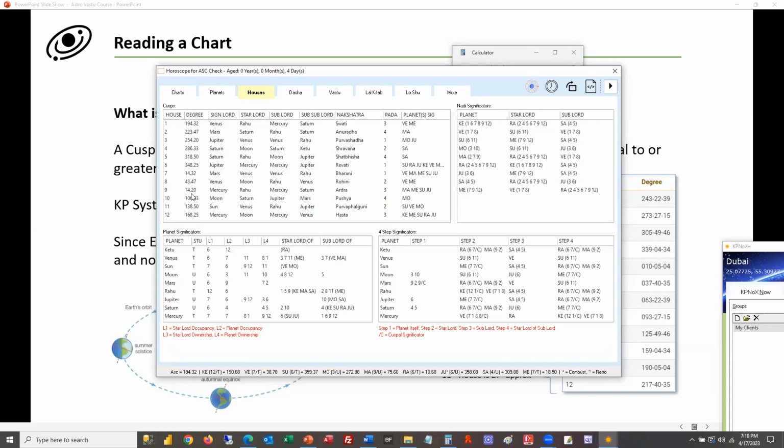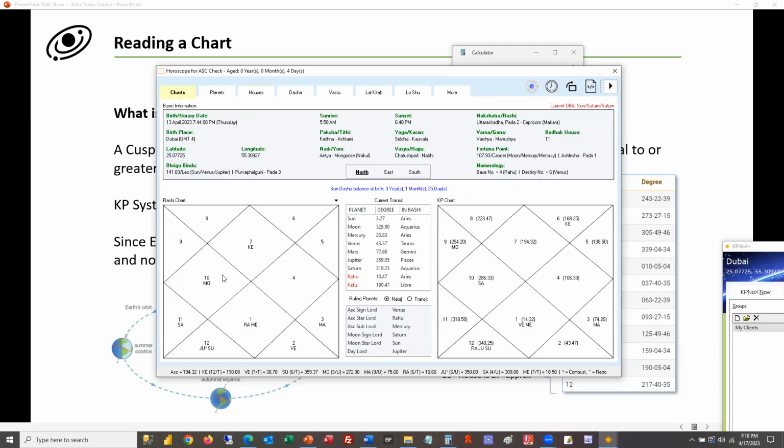180 degrees. So you can see here that this is how it gets divided. In the sense, if this is at 40 degrees, then this will be at 220 degrees, exactly. So the house opposite will always be of the same size. If I take the third house, the ninth house will also be the same size.